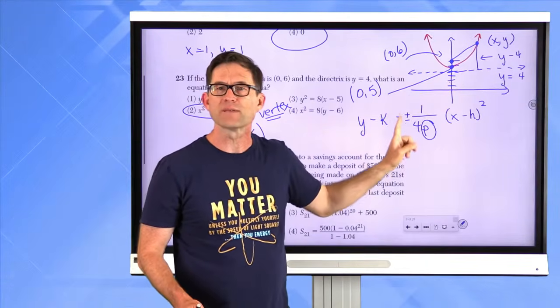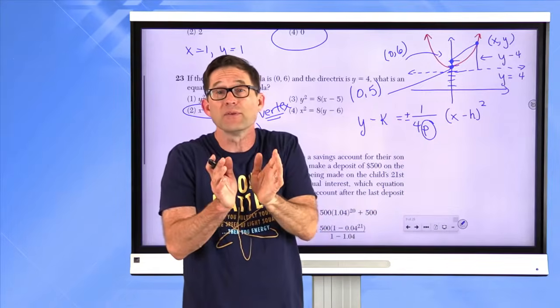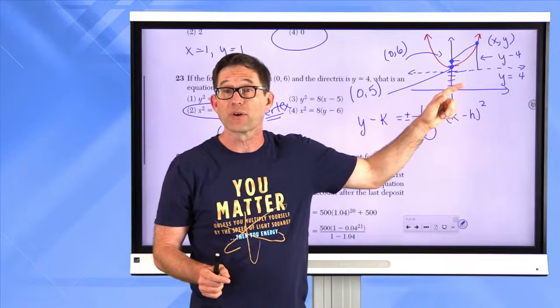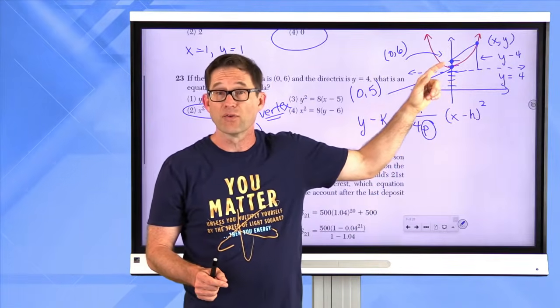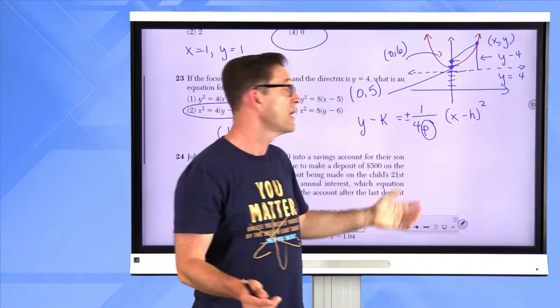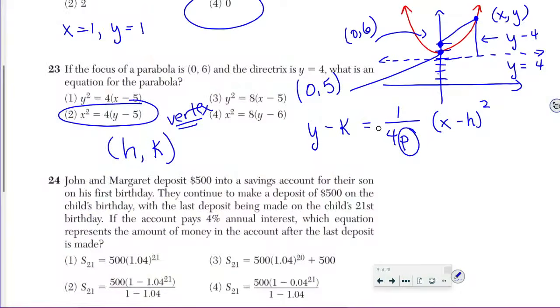Now why is it plus or minus? That's because, well, maybe the parabola opens up, maybe the parabola opens down. That all depends on where the directrix, the horizontal line, is versus the focus. Hopefully they don't give you a sideways parabola. They could. Anyway, in this case, because it opens upwards, it's positive.